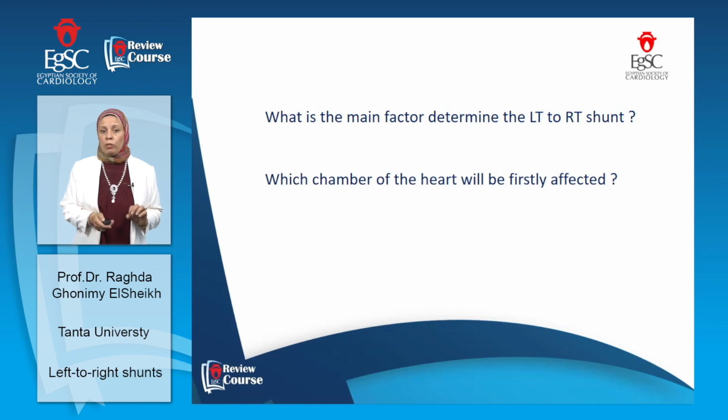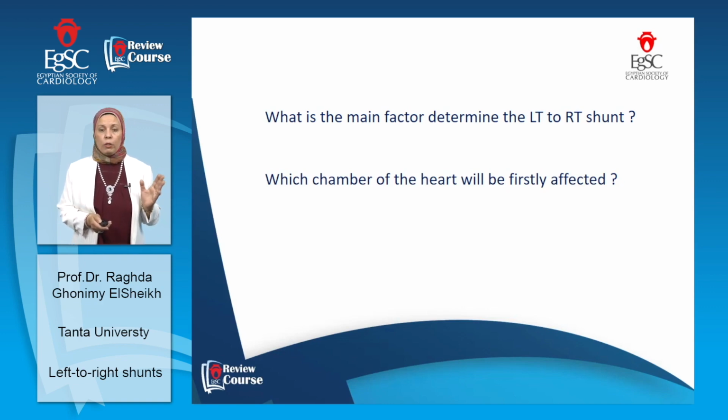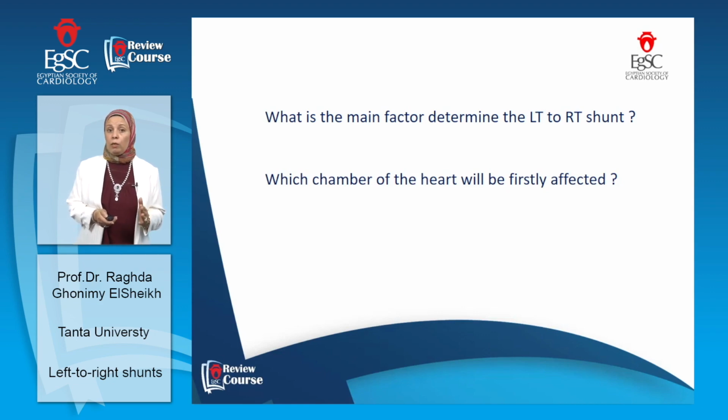Second question, which chamber of the heart will be affected first? Is it the right atrium or the right ventricle, or which chamber? Actually, the recipient chamber will be affected first, which is the right atrium. So in cases of atrial septal defect, the right side of the heart will be dilated, and this is the first interpretation when doing an echo and finding right side dilatation. We must exclude the presence of atrial septal defect.